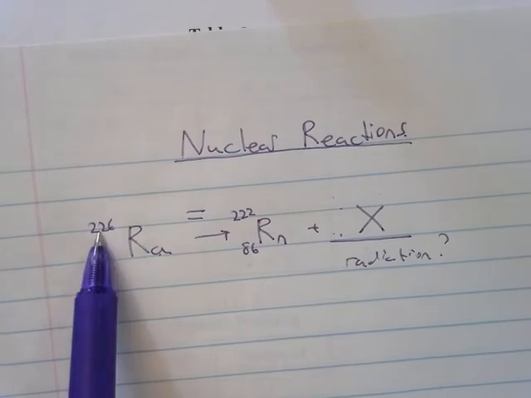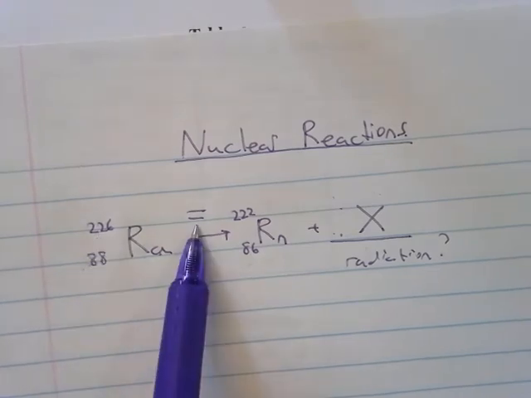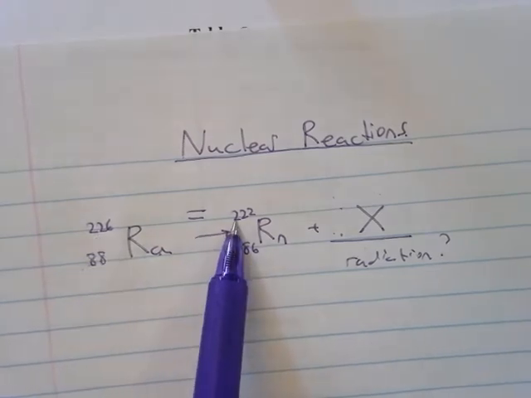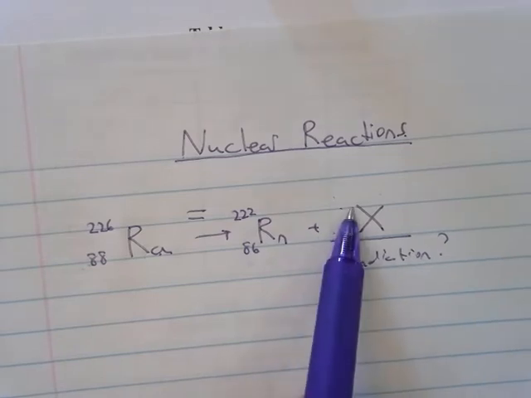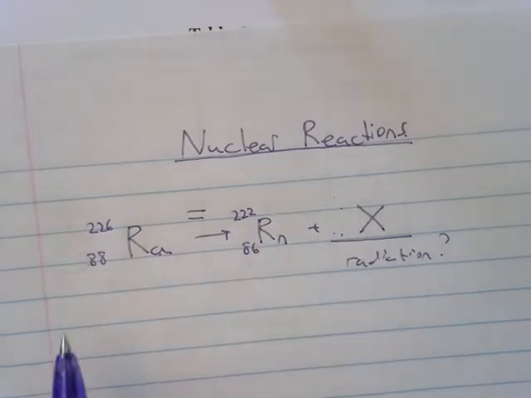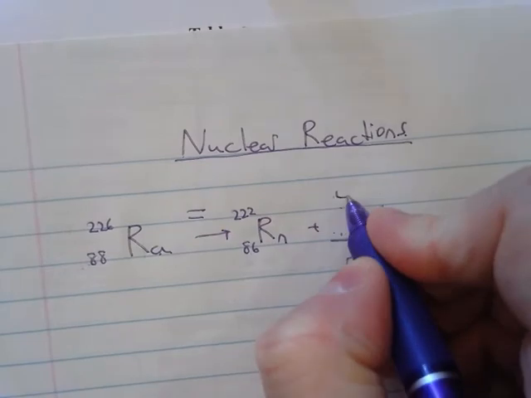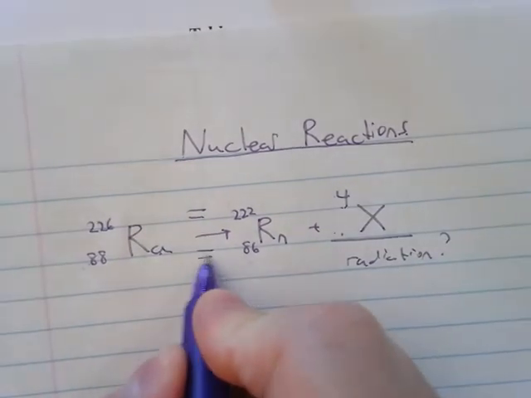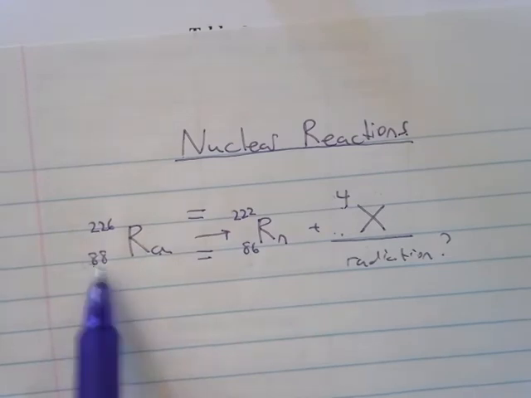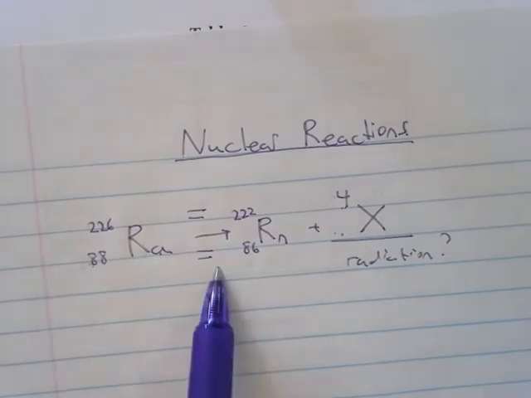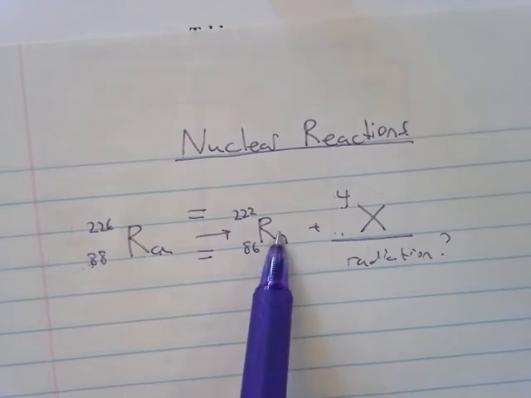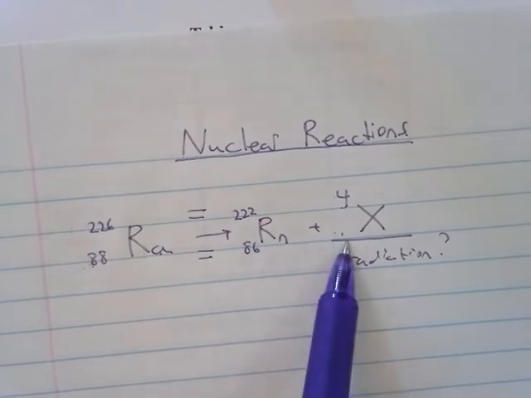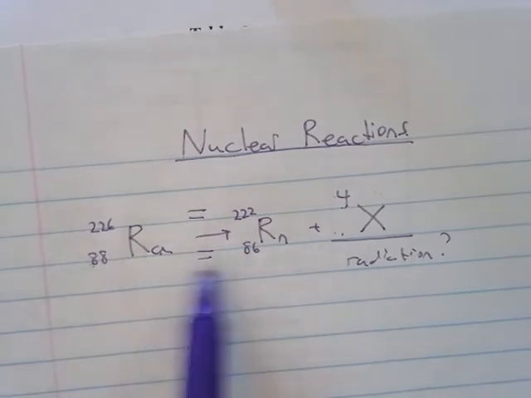226 is equal to 222 plus what? Or what is 226 minus 222? And the answer you get is 4. Then let's do the same problem on the bottom. 88, which is the atomic number for radium, is equal to 86, which is the atomic number for radon, plus what? Or, in other words, 88 minus 86 equals what? And the answer is 2.